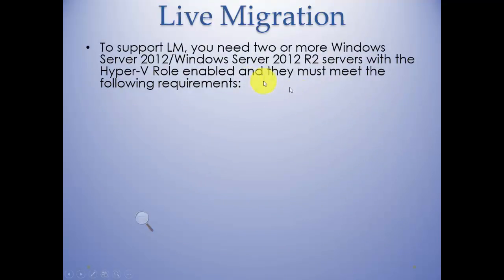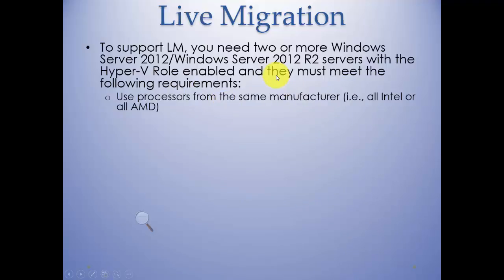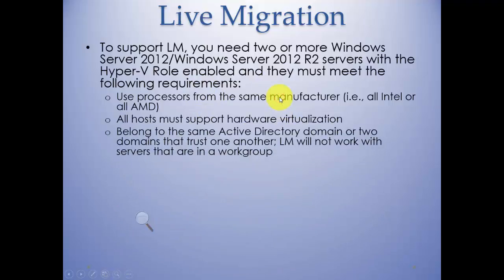So to support LM or live migration, you need 2 or more Windows servers, of course, with the Hyper-V role enabled, and you must meet the following requirements. So these are the requirements that I'm going to go through now. First requirement is already met. Use processors from the same manufacturer. We already have that. Second, all hosts must support hardware virtualization. Of course, we support that too.